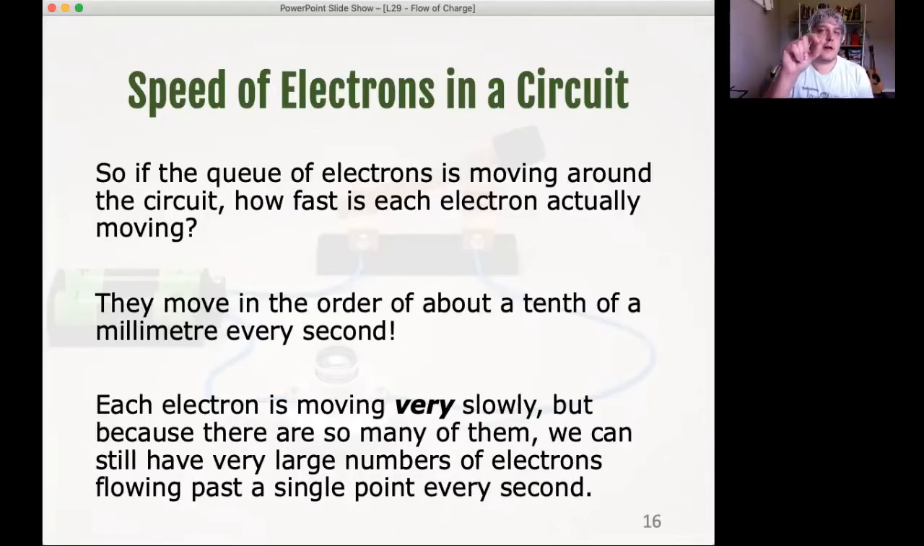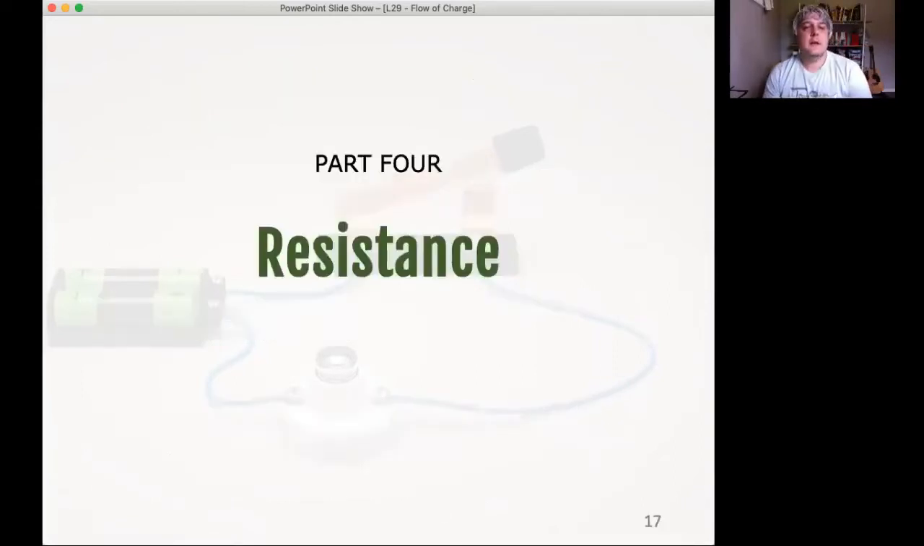So even in a really tiny, thin diameter wire, if you cut through the wire, the cross section, there are heaps of electrons that are coming past that point every second. So even though you have really slow moving electrons, you have so many of them that you still get significant total numbers of Coulomb going past every second, which is what our current is.